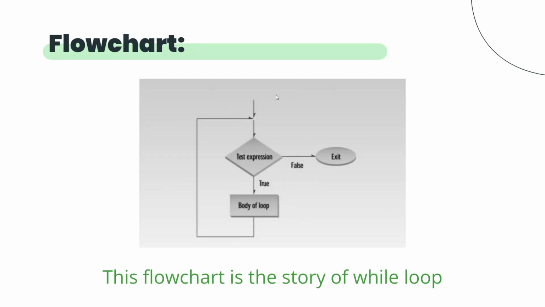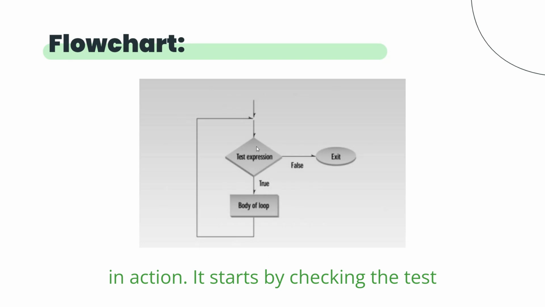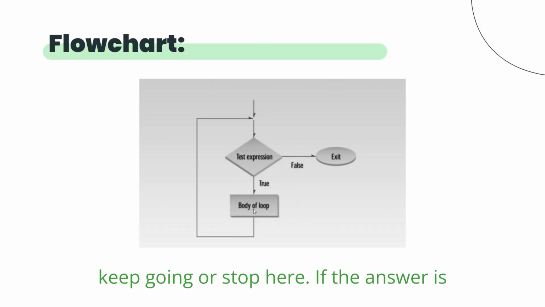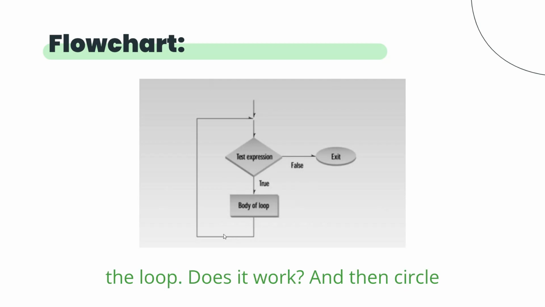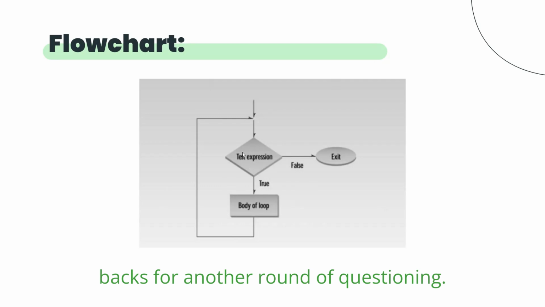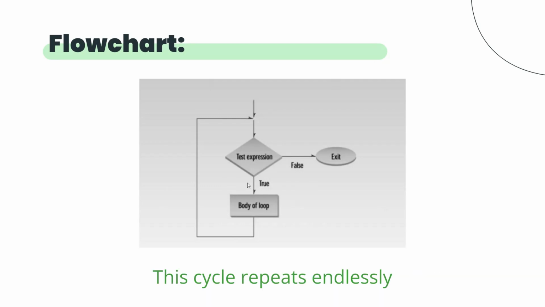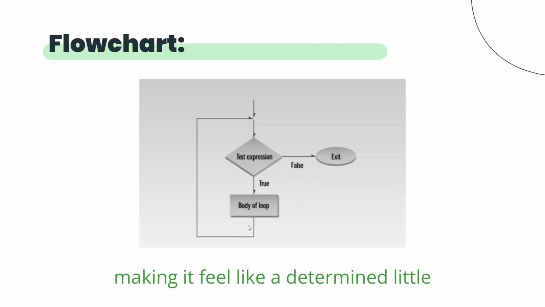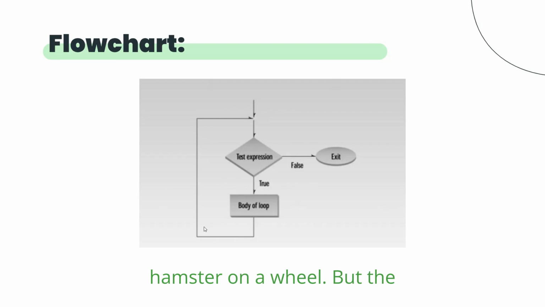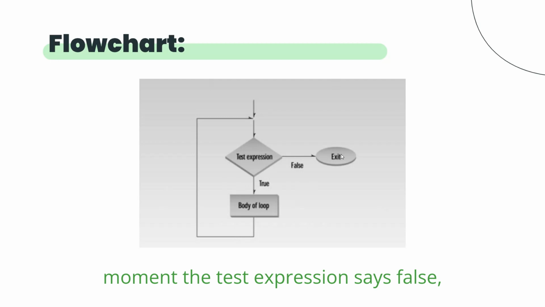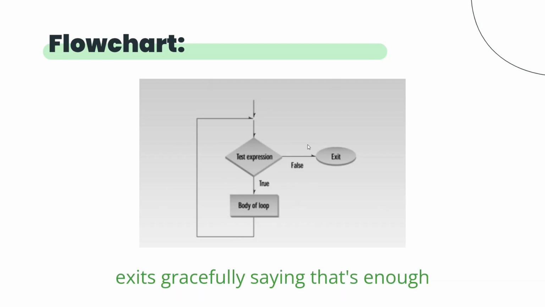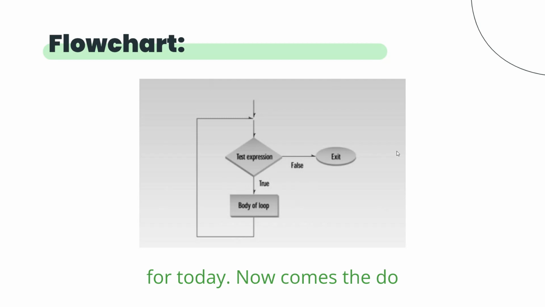This flowchart is the story of the while loop in action. It starts by checking the test expression, almost like asking, should I keep going or stop here? If the answer is true, it happily jumps into the body of the loop, does its work, and then circles back for another round of questioning. This cycle repeats endlessly as long as the condition stays true, making it feel like a determined little hamster on a wheel. But the moment the test expression says false, the loop finally takes a break and exits gracefully, saying, that's enough for today. Now comes the do loop.